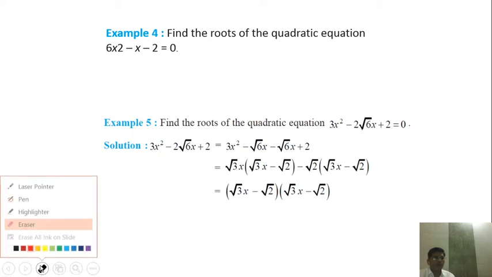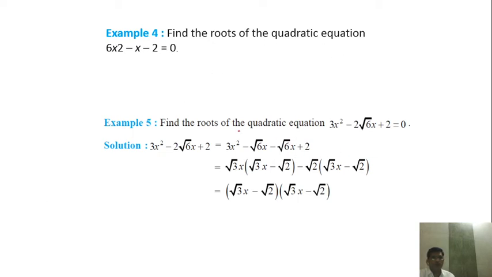Now one more sum related to finding the roots of a quadratic equation. So 3 into 2, the factors of 6. The middle term is minus, so the factors of 6 are 1 into 6 and 2 into 3. So here again 3x square minus 2 root 6 x plus 2. So 3 twos are 6. Now 6 means what? Root 6 into root 6. Whenever 6 is there, I have to write root 6 into 1.